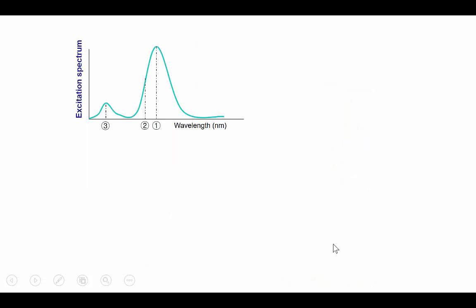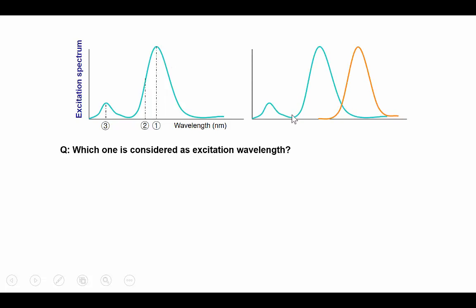If you look at the excitation spectrum, now this has different peaks here. Now the question may be, which one is considered as the maximum excitation wavelength? If you plot this into the fluorescence, now this is absorption or excitation, and this is emission as a fluorescence. If you excite at different positions here, what happens?